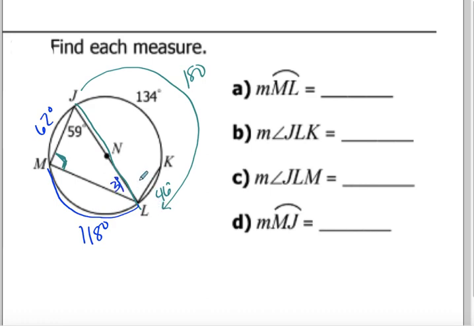We can get this angle down here. It's intercepting the arc that's 134, and 134 divided by 2 is 67. So there's lots of things that we can solve using this information.